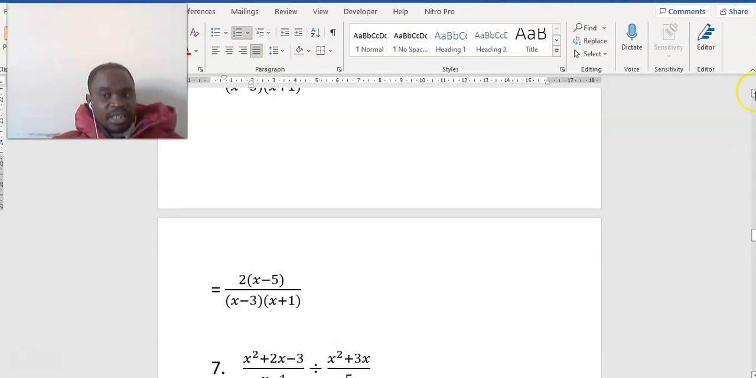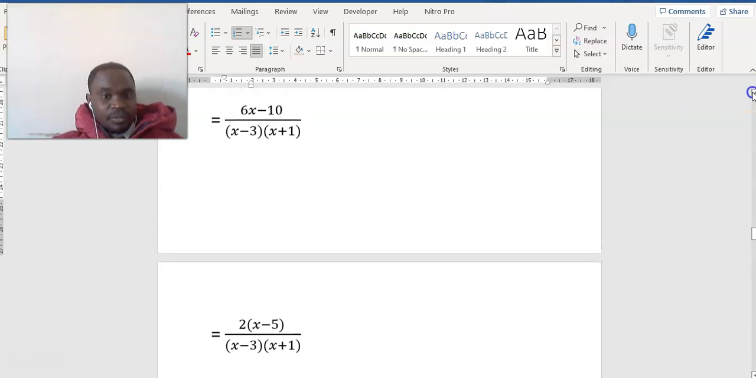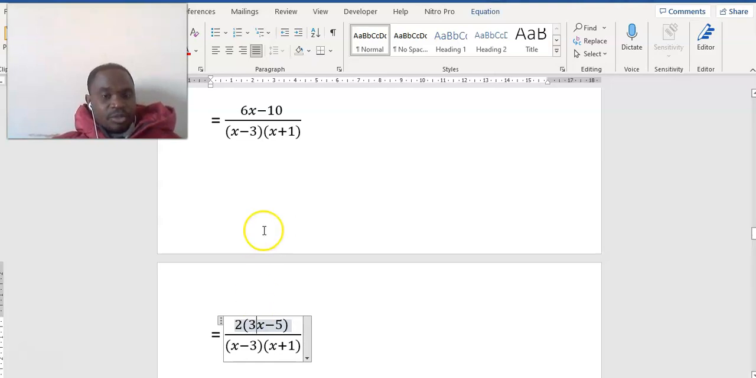Okay, if you check this one, we can factorize out 2. If we factorize 2 out, 2 can divide 6, 3, so there should be 3 here. And 2 can divide 10, 5. Alright, how do you do that?